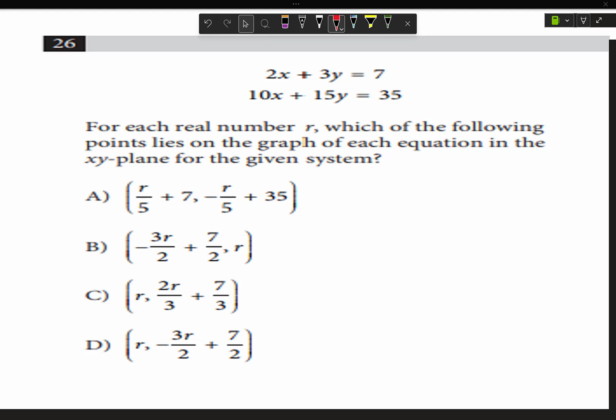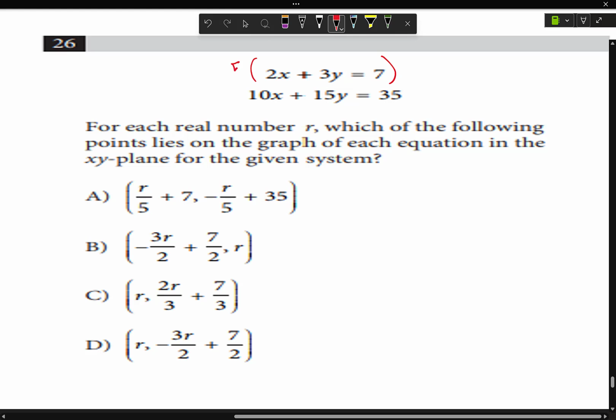So the first thing that jumps out at me anytime I have a system is I think I want to solve this system and find their point of intersection, because ultimately that's what we're after. We're after a point that lies on the graph of each equation. So typically these graphs will intersect at a single point. And to find that, the easiest way is to solve for a variable by the elimination method.